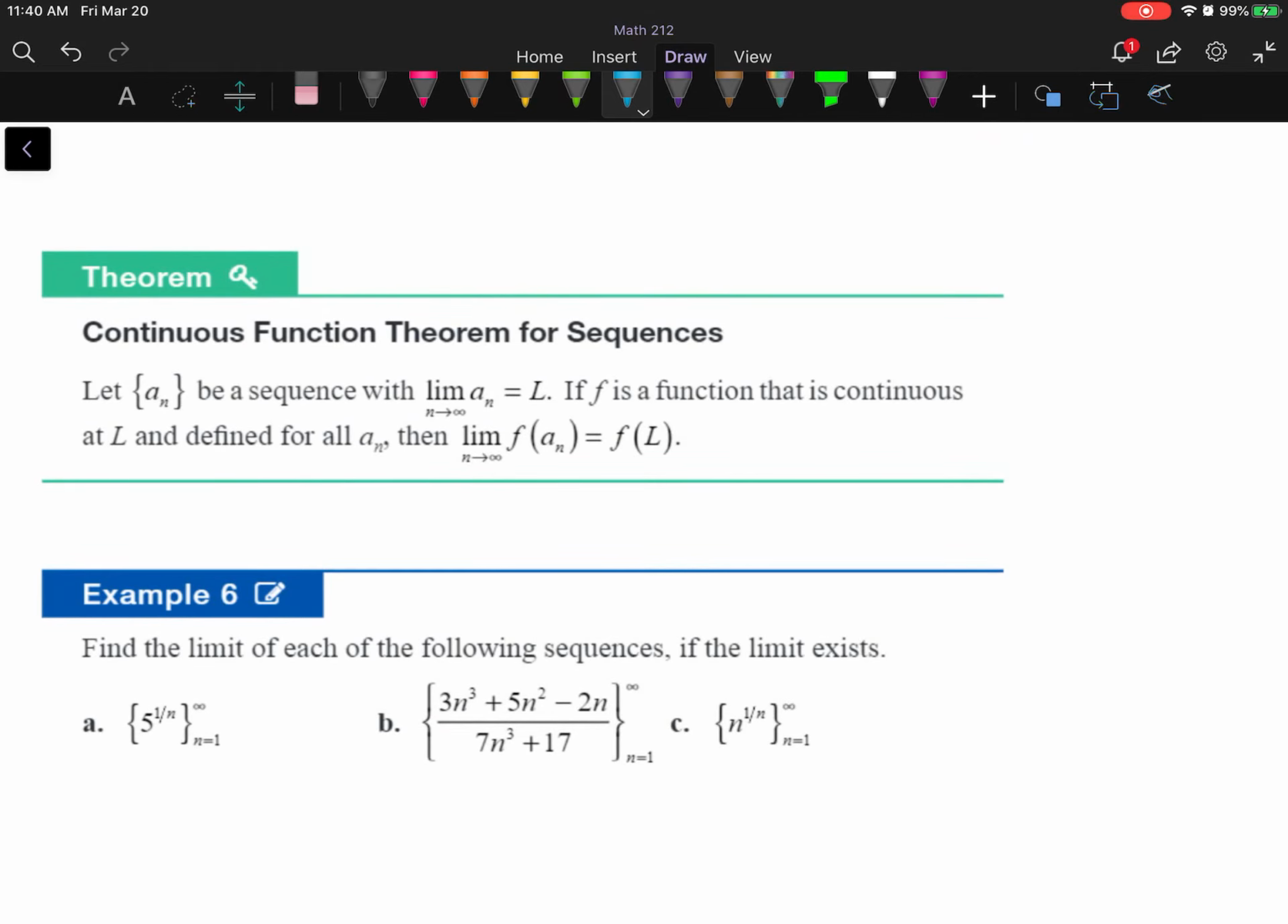Moving on to this next theorem, we've got the continuous function theorem for sequences. Let's just read this real quick. Let a sub n be a sequence with the limit as n goes to infinity of a sub n equals L. If f is a function that is continuous at L and defined for all a sub n, then the limit as n goes to infinity of the function f evaluated at a sub n is equal to f of L.